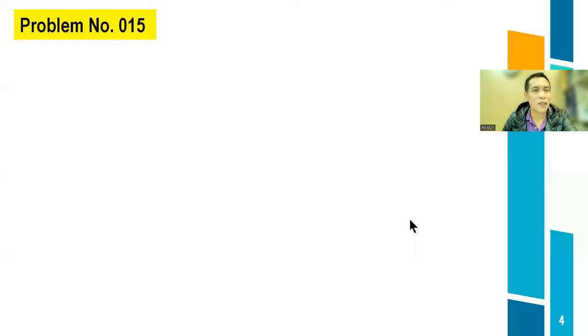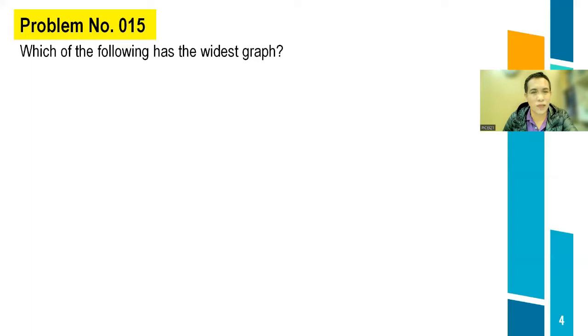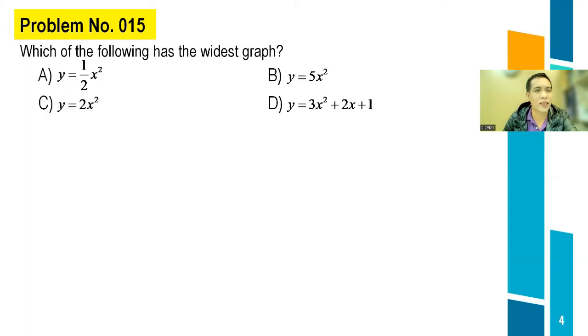For problem number 015, which of the following has the widest graph? For the choices, we have A, y is equal to 1/2 of x squared, B, y is equal to 5x squared, C, y is equal to 2x squared, D, y is equal to 3x squared plus 2x plus 1.